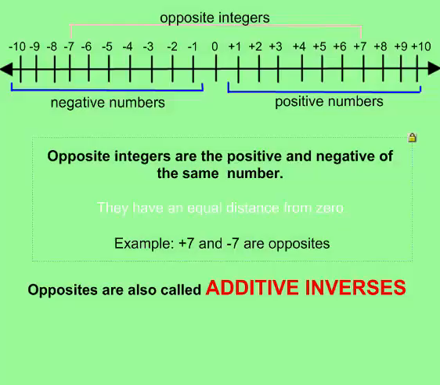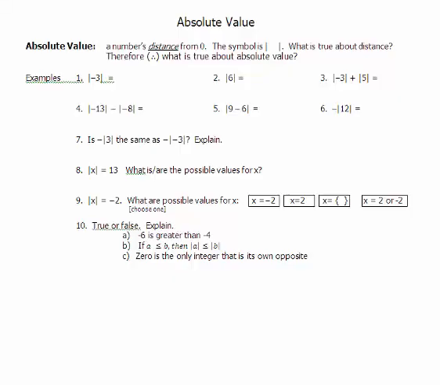And opposite integers are the positive and negative of the same number. They have an equal distance from 0 and are also known as additive inverses. Okay, so back to your notes. On the next page, we're going to talk about absolute value.